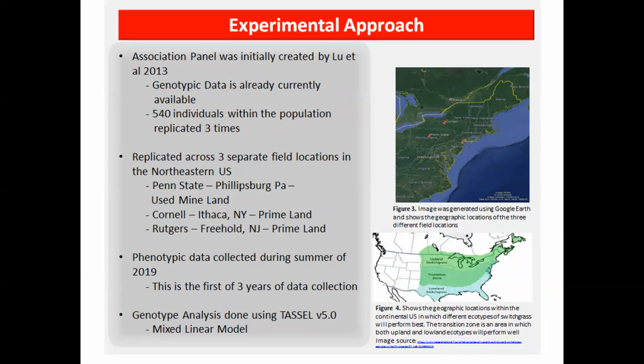For this study, the association panel has been replicated across three separate field locations, which correspond to the dropped pins shown over here in this Google Earth image. You have the Penn State site, which is in Phillipsburg, Pennsylvania, and corresponds to used mine land. The Cornell site is in Ithaca, New York, and that corresponds to prime farmland. And the New Jersey, or the Rutgers site, is in Freehold, New Jersey, which is also prime land.